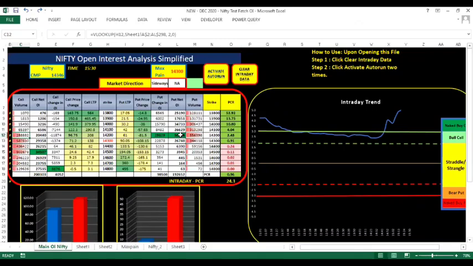Now, how do we use this data is the next point for us to understand. Before we move there and try to make sense out of this data, we also need to see that we have calculated strike wise put call ratio for each strike. This calculation also continuously keeps changing. This also has been automated.